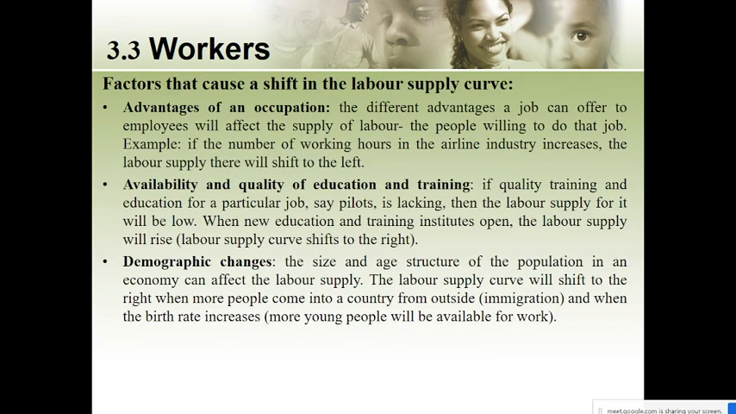Okay. Then the next one: what are the factors that can affect the labor supply curve? The first one, advantages of an occupation. The different advantages a job can offer to employees will affect the supply of labor, meaning the people willing to do that job. For example, if the number of working hours in the airline industry increases, the labor supply there will shift to the left.